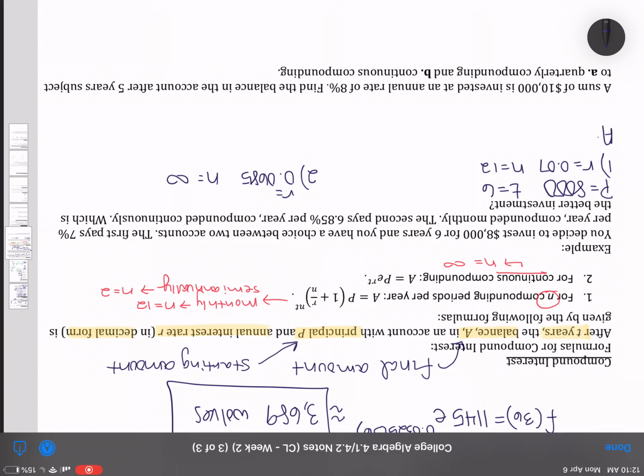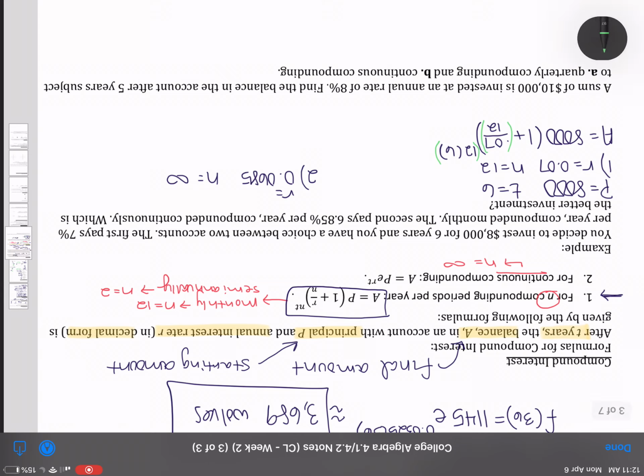So our first one, A equals 8,000 times (1 plus 0.07 over 12) to the 12 times 6 power. I just plugged into that first equation. Here's the one thing to be careful about. Depending on your calculator, you're potentially going to have to put parentheses around the fraction and also around your exponent. So when you're doing your homework, if you're getting it wrong, try adding more parentheses.